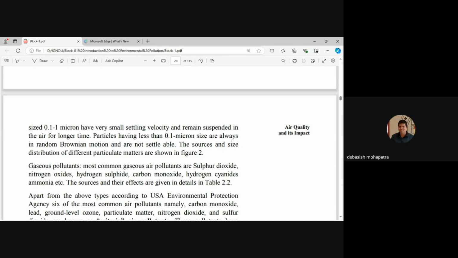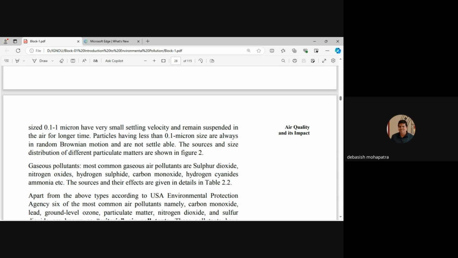Okay. See, have any of you seen the movement of dust particles when the light is falling through a skylight? Yes, sir. Yes, that movement exactly. If you see the movement, the dust particles move randomly in any direction. That type of movement is called Brownian motion. These dust particles will never settle because their density is almost equivalent to the air, so they keep moving randomly in all directions. This type of motion is called Brownian motion.